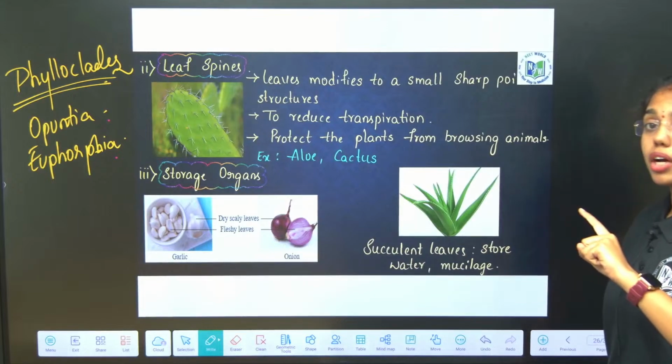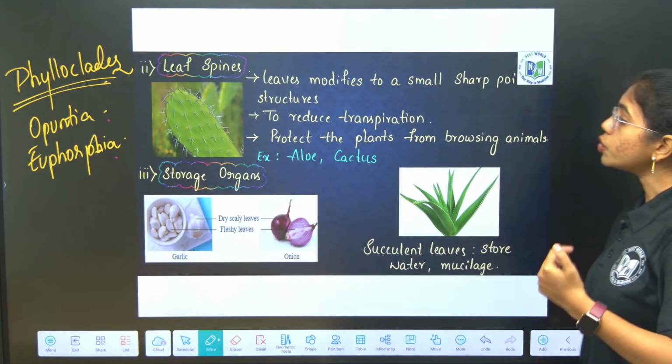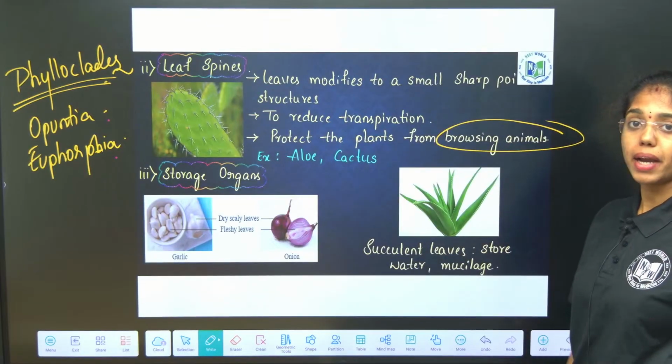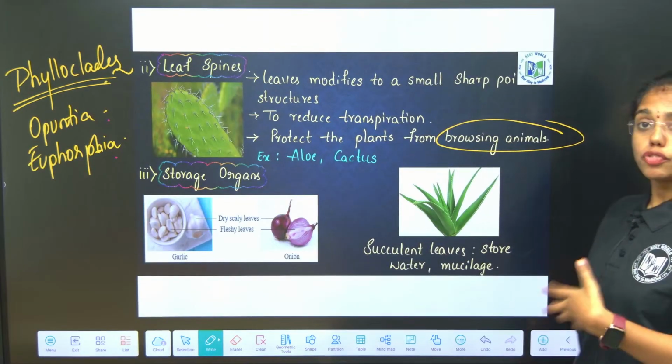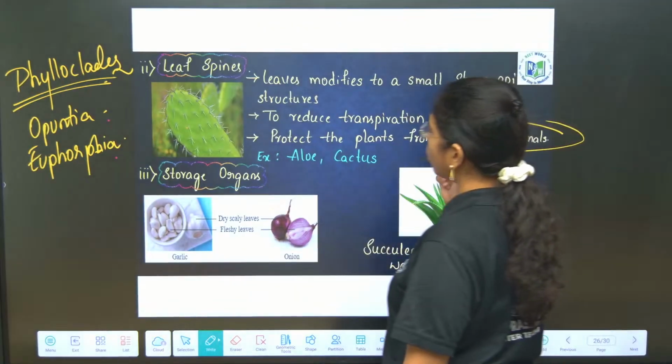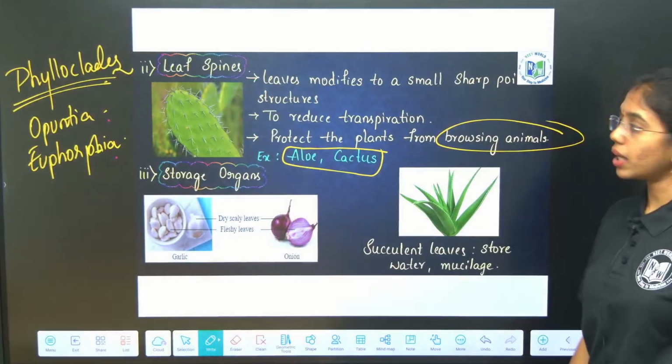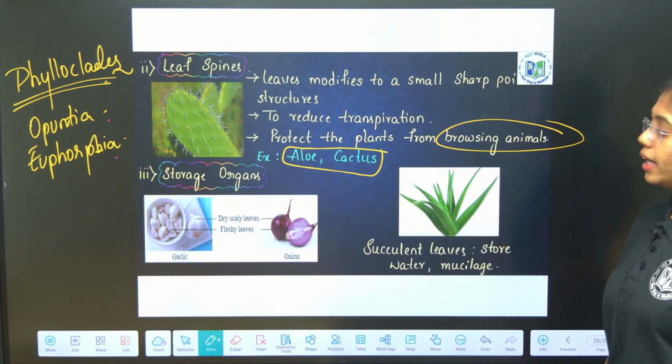This you will observe in arid regions. This will protect the plants from browsing animals. Okay, leaf spines modification will protect the plant from browsing animals. Examples include aloe vera and cactus. Okay, these are the examples of leaf spines.